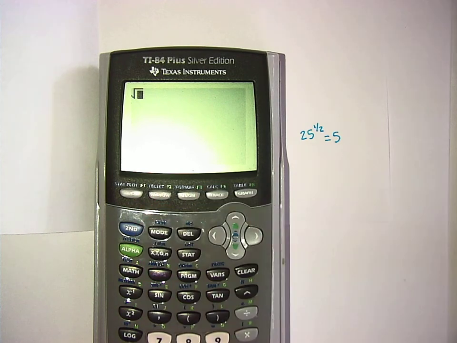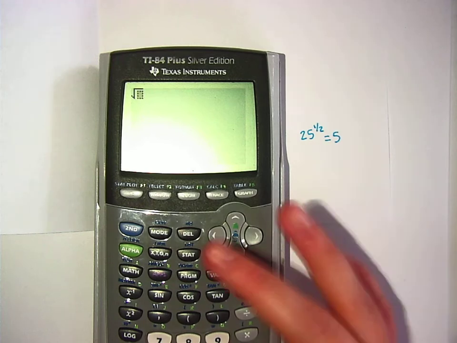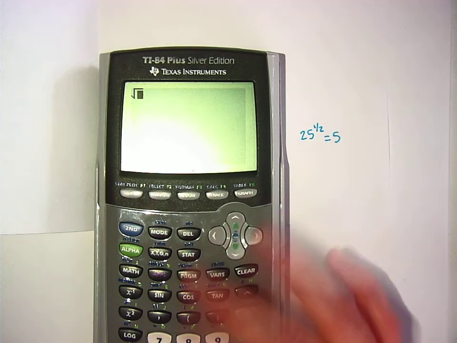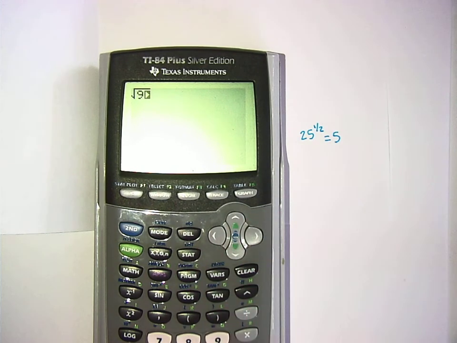So what's the opposite of adding? Subtracting. What's the opposite of multiplying? Dividing. What's the opposite of squaring something? A square root. Okay, they undo each other. Okay, so you're going to put in the square root of, what's something we know? Square root of 9. And hit enter. 3. Okay, the square root of 9 is 3. 3 squared is 9. Everybody understand?